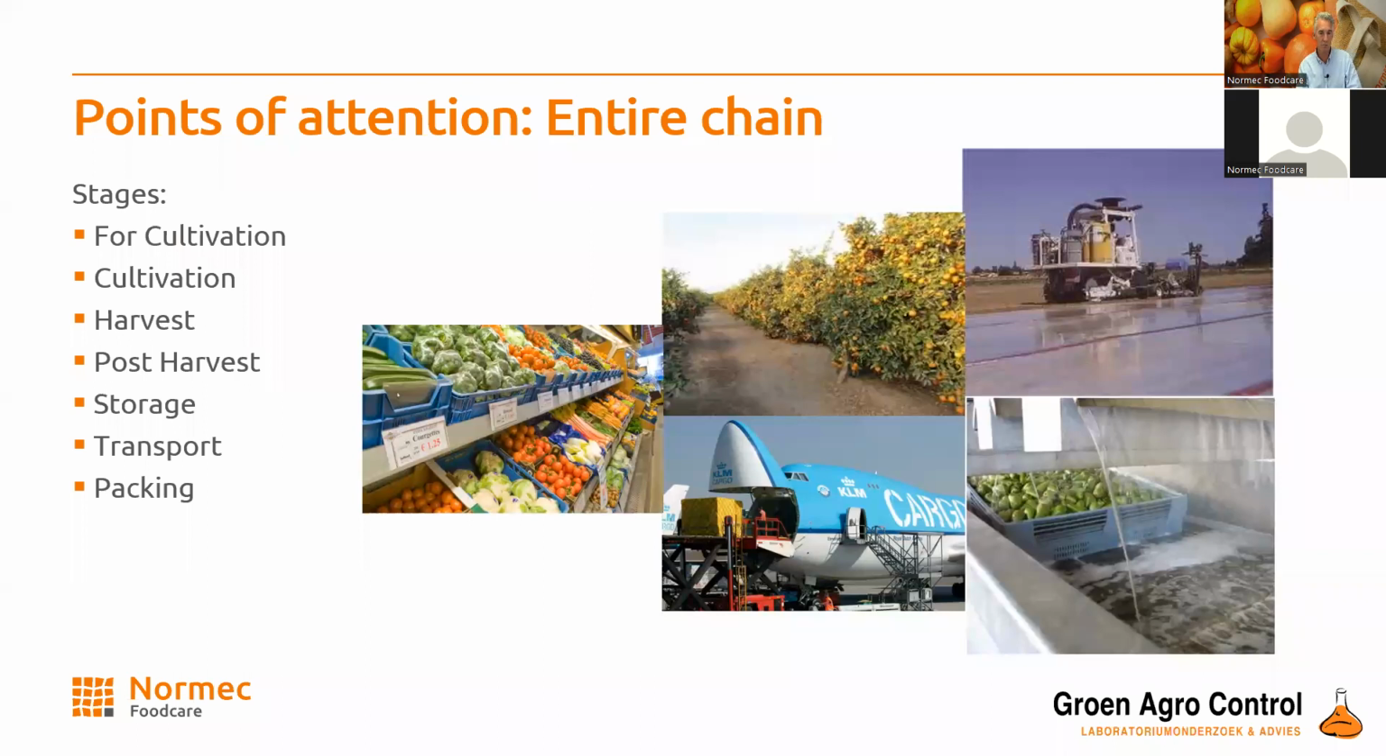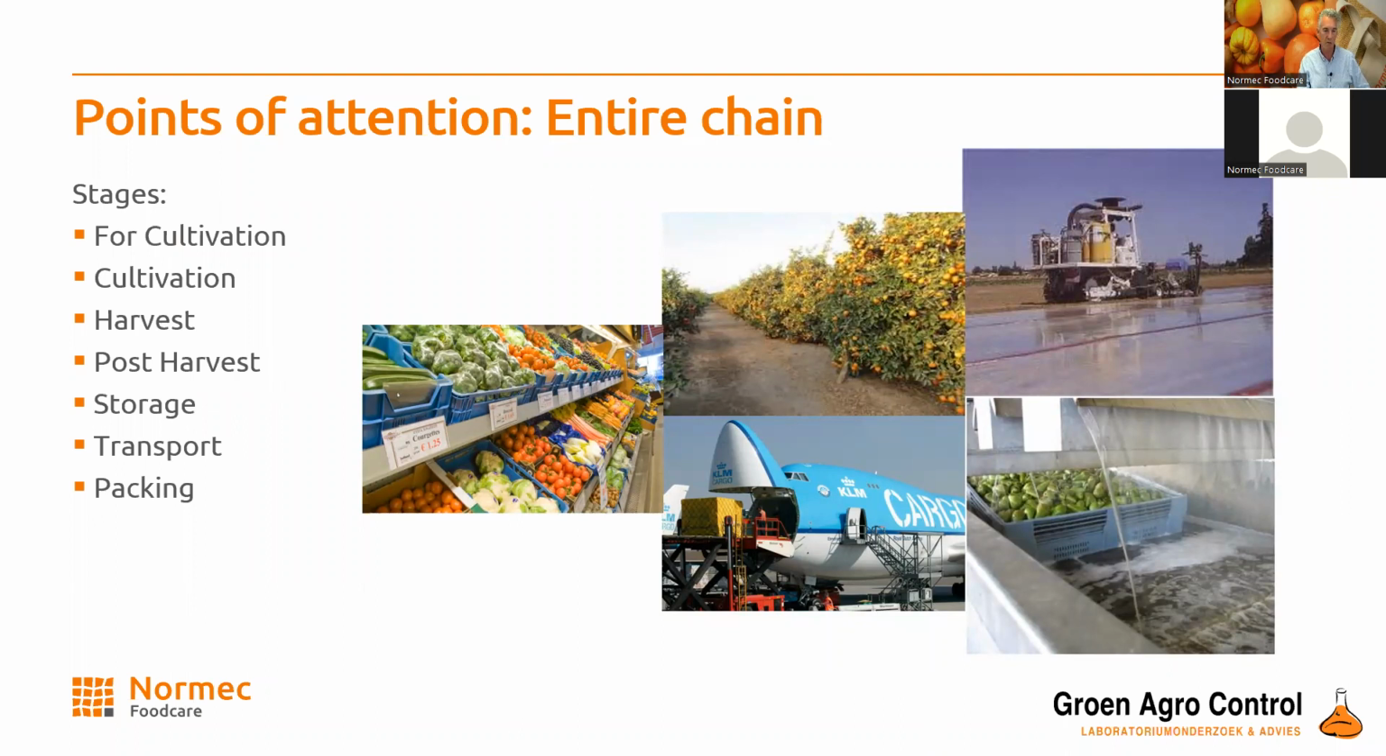Well, points of attention in the entire chain. We have different stages: the cultivation, the harvest, post-harvest, storage of the product, transport of the product, and packing. And that's really difficult because when the grower is ready with his product, he thinks, okay, my product is okay, it can be sold. But that's the problem, because also during post-harvest storage, people can use pesticides.